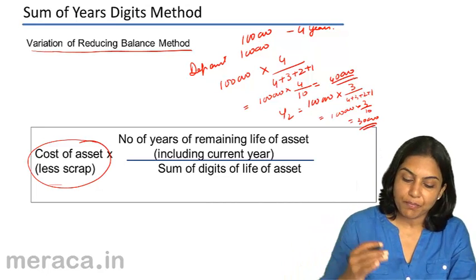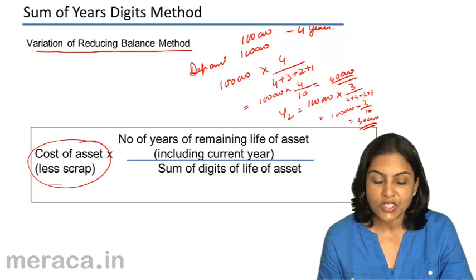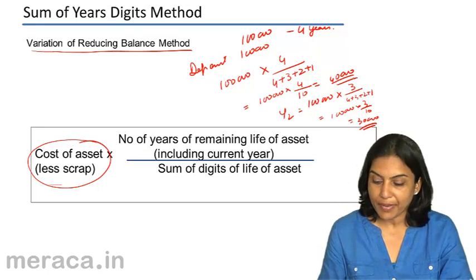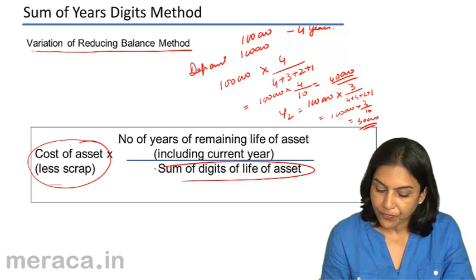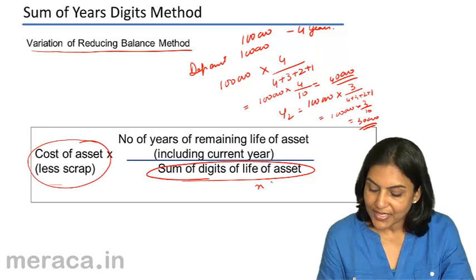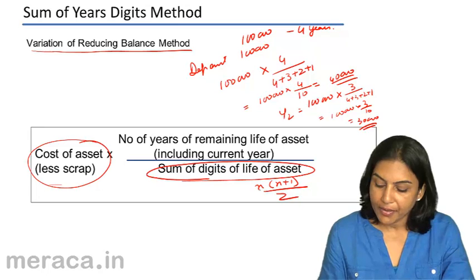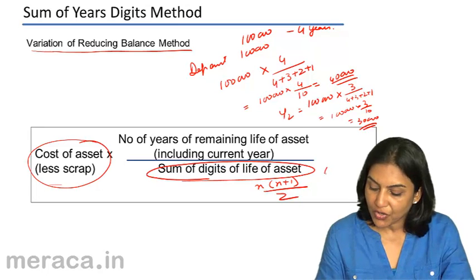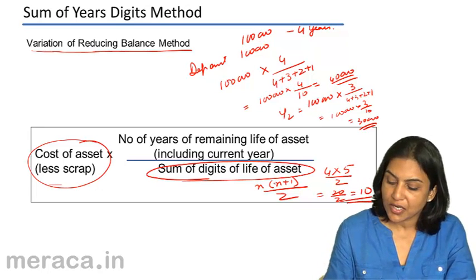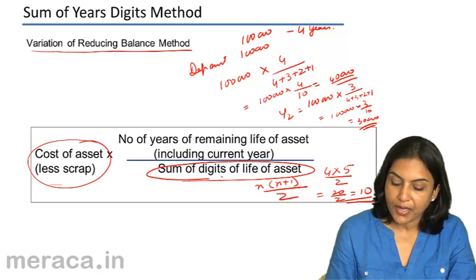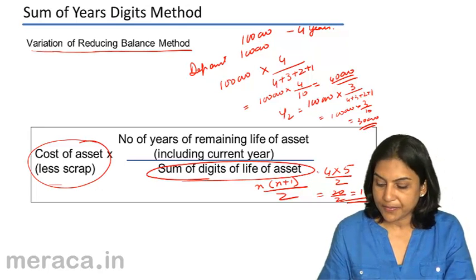Therefore, the amount of depreciation goes on reducing. This is called the sum of years digits method. A point to note is that the sum of the years digits can also be computed as n into n plus 1 by 2, n being the life of the asset, in this particular case 4 into n plus 1, which is 5, divided by 2, 20 by 2 equal to 10. This is just a small way of computing the denominator.